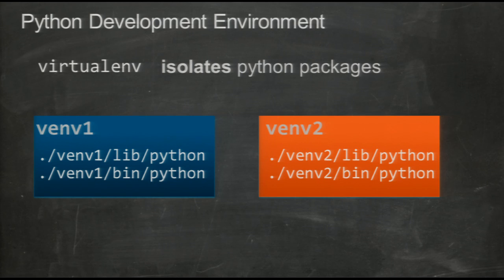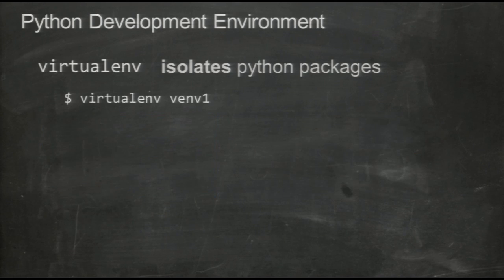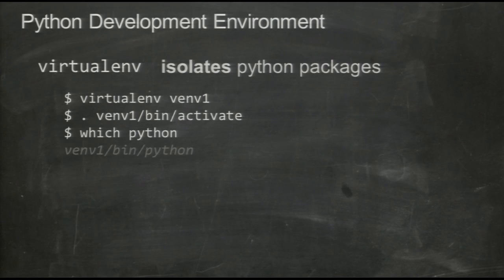So in this case, I'll have two isolated environments, their own lib directory, their own bin directory, their own copy of the Python interpreter, and you give it a directory name when you want to create it. Then there's a script you can source to activate this virtual environment. And we look where Python is. It's in that directory we've created.